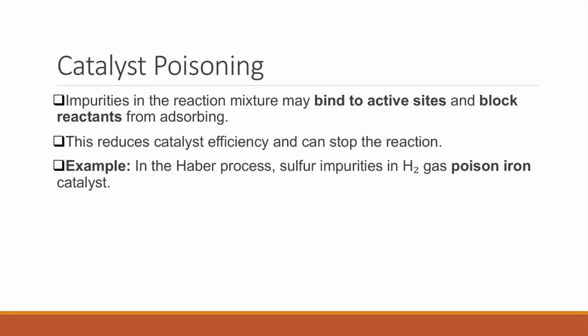Catalyst poisoning, we can see the catalyst poisoning in the case of a heterogeneous catalyst, where sometimes if we have some impurities in the reactants, they can actually bind to the active sites on the surface of the catalyst, and they will prevent the contact between or adsorption of the reactants on the surface of the catalyst. So this will reduce the catalyst efficiency and can stop the reaction. An example of that is in the Haber process. So there will be sulfur impurities in the hydrogen gas.